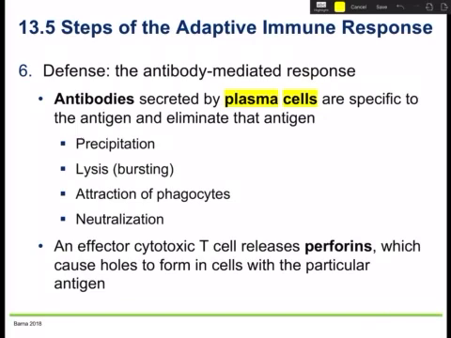Cytotoxic T cells release perforins. Just think of perforating. They perforate holes in an infected cell. And once you poke a hole in a cell membrane, that cell membrane usually cannot recover from that. And so that cell will go through cell death.